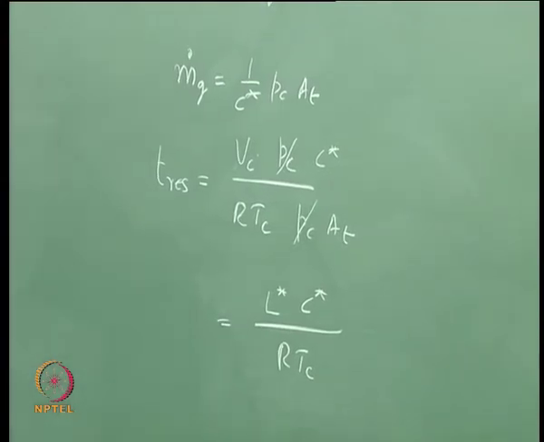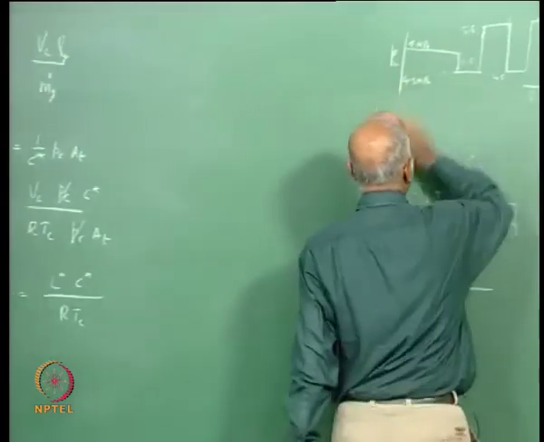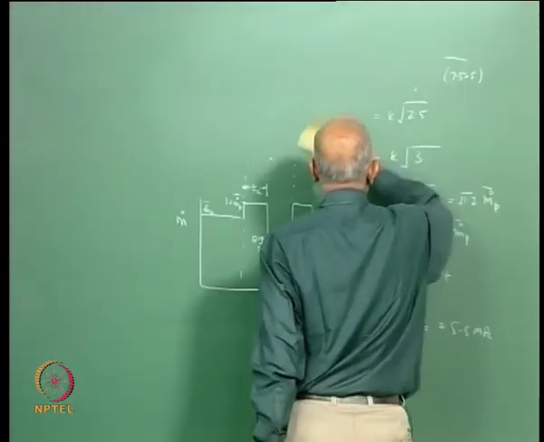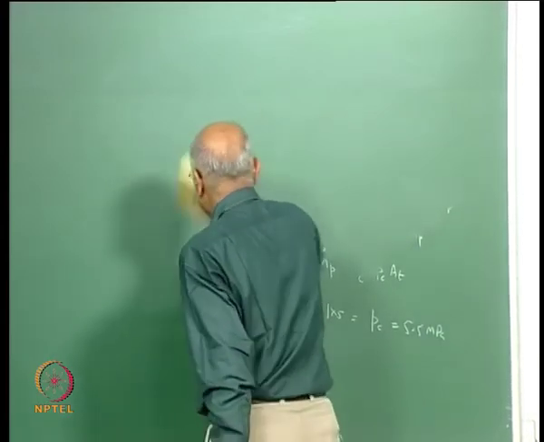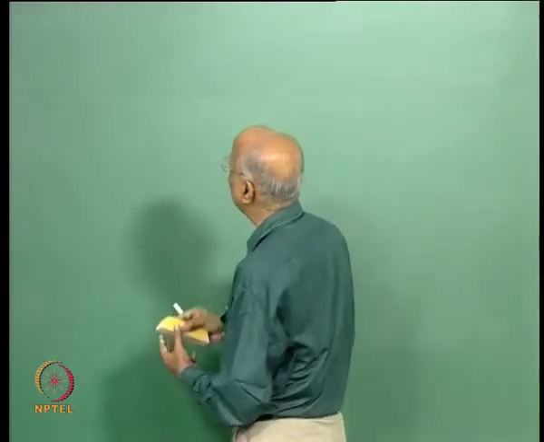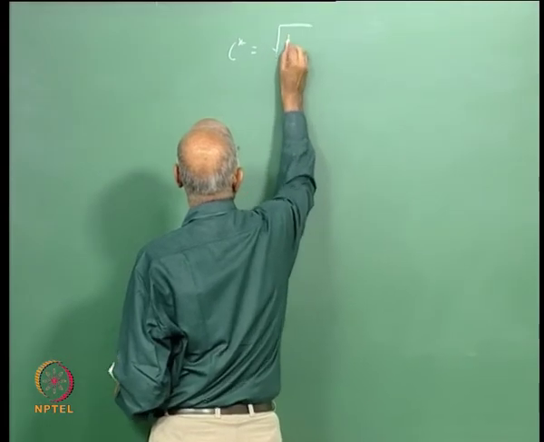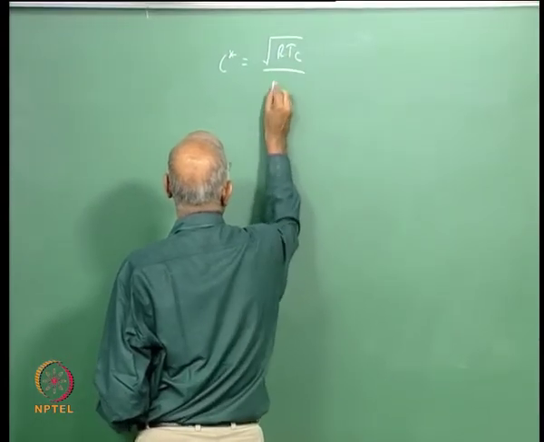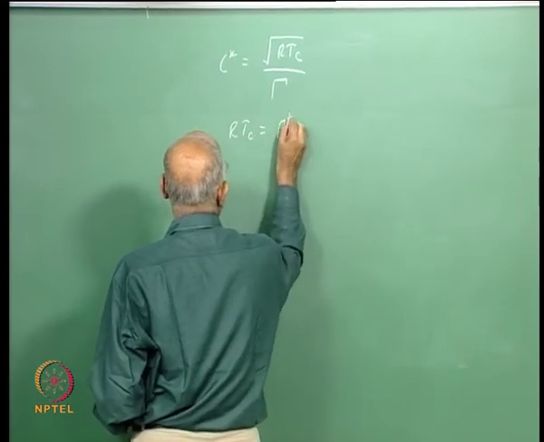And do you remember what RTc is equal to in terms of C star? We have done it earlier. We said C star is equal to, yes. See, some of these things we must keep on our fingertips so that we can relate it. We said C star is equal to under root RTc by capital gamma. Therefore, we get RTc is equal to gamma square into C star square.